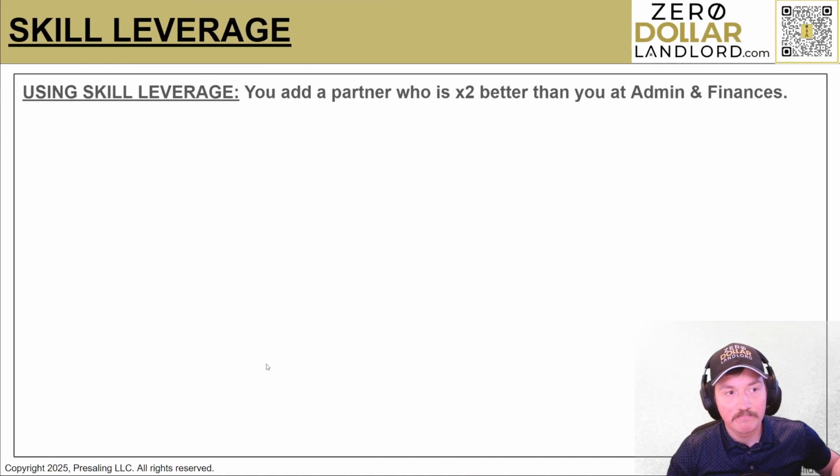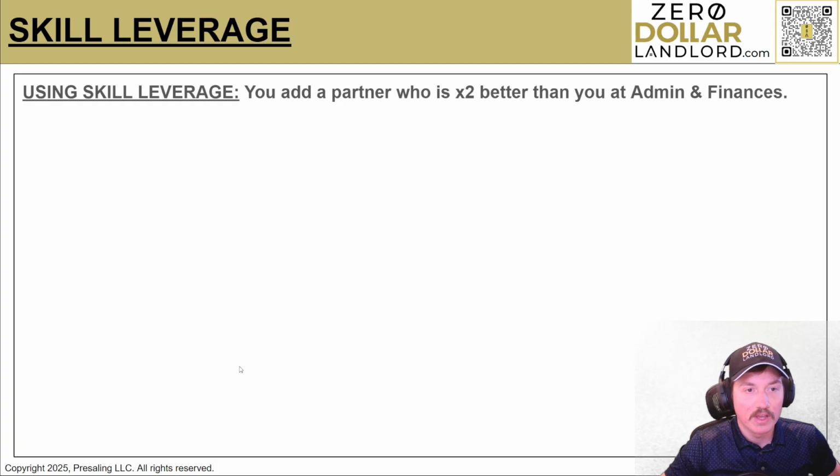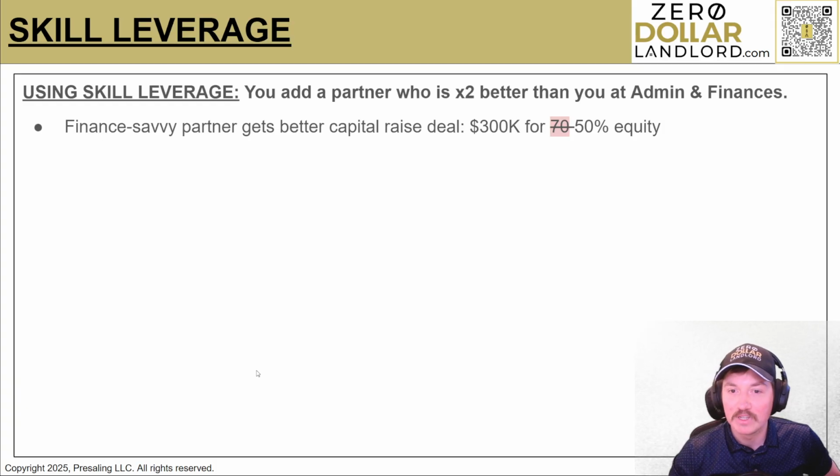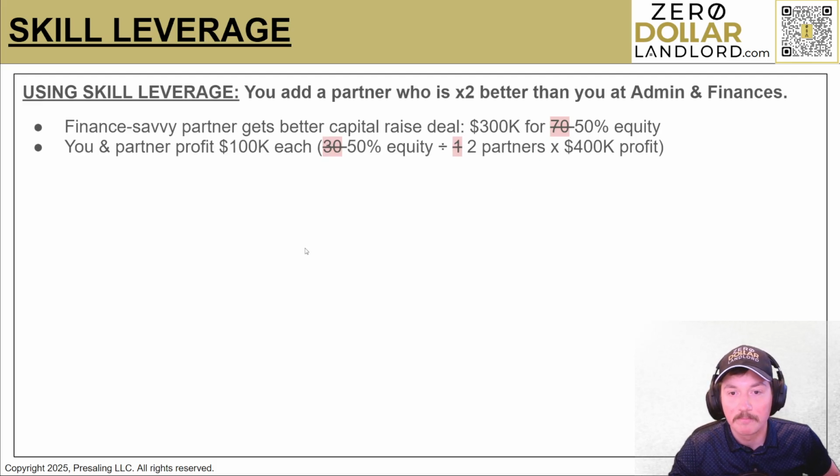Now we're going to look at it if you do it with skill leverage. You decide to bring on a partner who is literally twice as good as you at admin and finance. Let's see how they can help out your life. They get a better capital raise deal because they can speak finance better. So instead of giving away 70% equity, they get a little more hardball and say, nope, I know we got a good deal, let's do 50% equity instead.